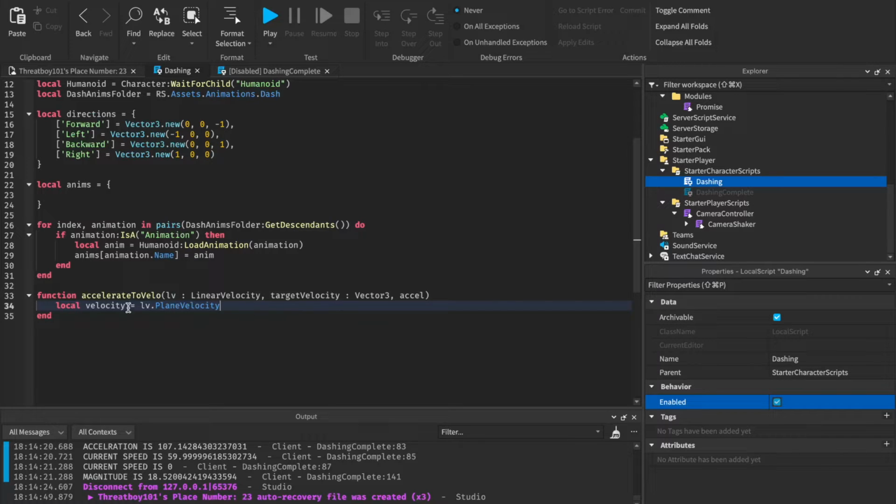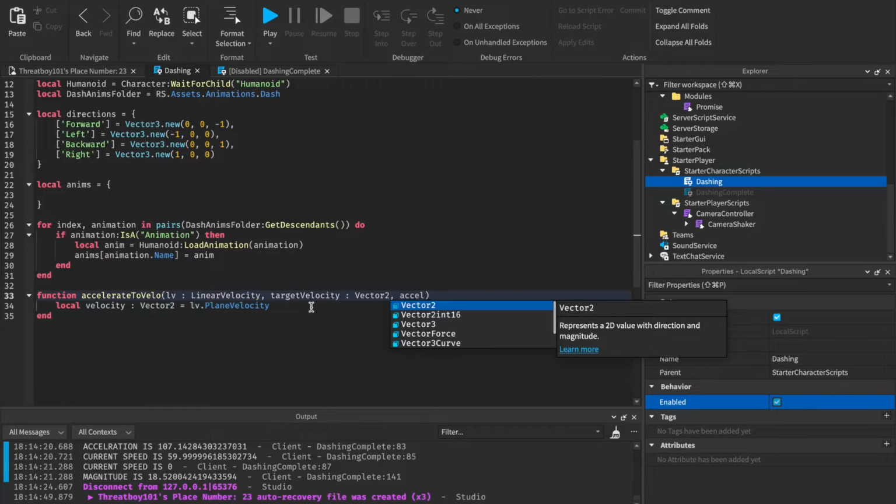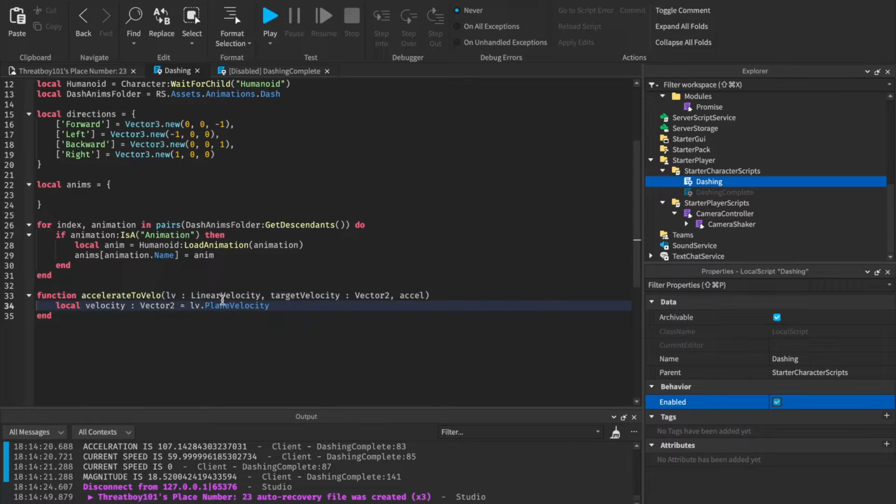And so this should actually be a vector 2, because like I said, it's the x and z axes, and therefore this should also be a vector 2 as well. And we're going to create a variable delta v. This will be the difference between our target velocity and our current plane velocity.